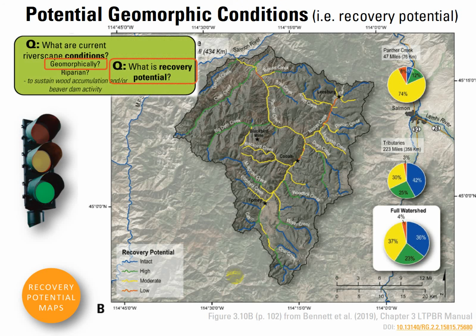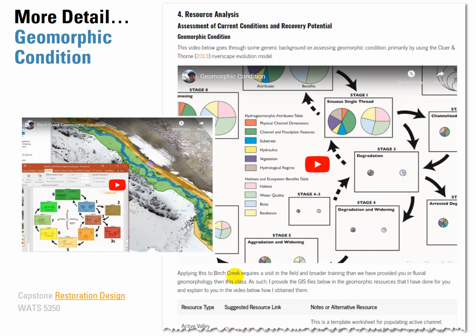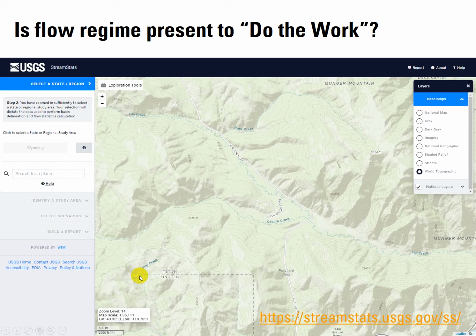Okay, so that's a way of looking at geomorphic condition. In these videos, which are available again on the capstone design class, I show how you can use the channel evolution model and basically the proportion of active width as an expression of stage, and then also an expression of geomorphic condition. So there's a little worksheet and some stuff on there if that's of interest to you.